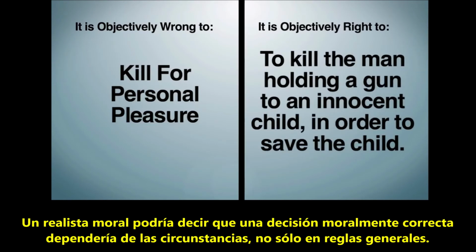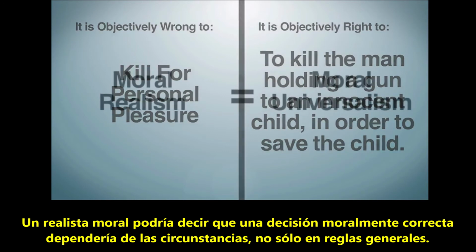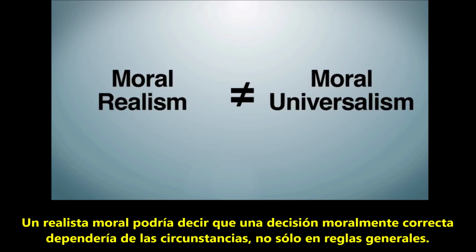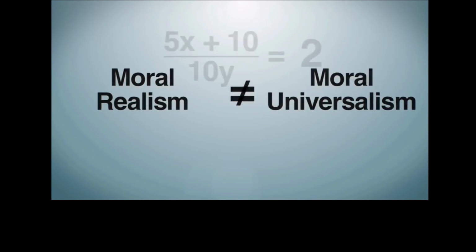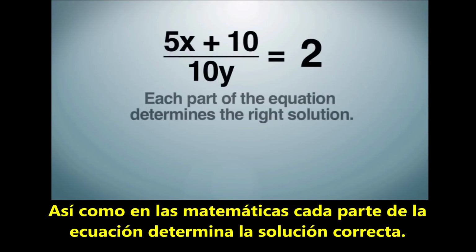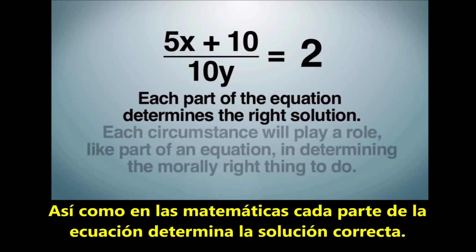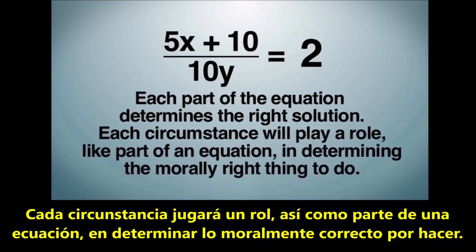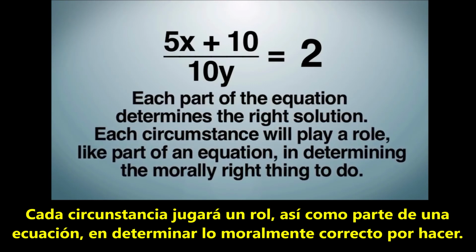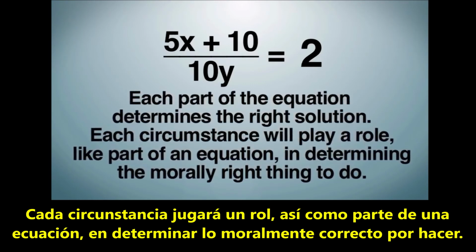A moral realist could say the morally right decision will depend on the circumstances, not necessarily just blatant and sweeping rules. Just like in mathematics, each part of the equation determines the right solution. Each circumstance will play a role, like part of an equation, in determining the morally right thing to do.